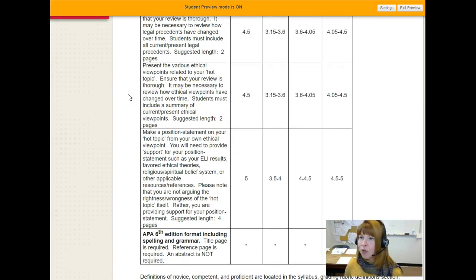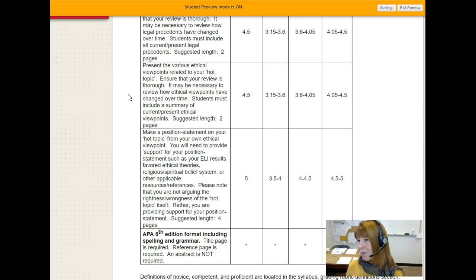Present the various ethical viewpoints related to your hot topic. Ensure that your review is thorough. It may be necessary to review how ethical viewpoints have changed over time. Students must include a summary of current and present ethical viewpoints. Suggested length, 2 pages. Okay, so this item is the same, but it's different than the legal precedents.